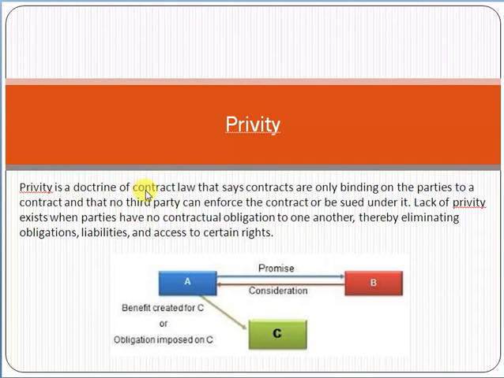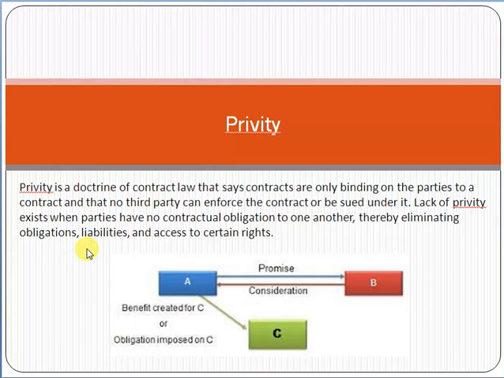Friend, privity is a doctrine of contract law that says contracts are only binding on the parties to a contract, and no third party can enforce the contract or be sued under it. Lack of privity exists when parties have no contractual obligations to one another, thereby eliminating obligations, liabilities, and access to certain rights. Basically, friend, as per the contract definition, privity tells you that only the parties involved in the contract are obliged, or enforced, to follow the rules and the terms and conditions defined in the contract, and no party other than the two contractual parties can force you to do something.